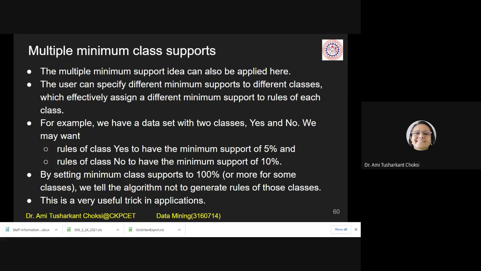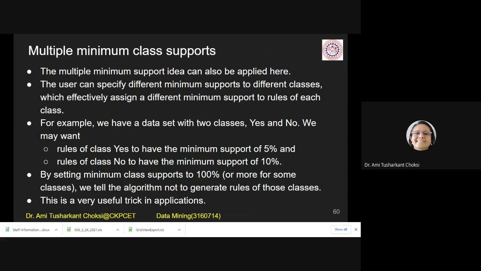Now, a new concept of multiple minimum class support. Now, what is this? Till now, in the problem statement, it was given that minimum support is this one and minimum confidence is this one. This is what we have learned till now. So now what do we want to learn? This is minimum class support, but multiple minimum class support. What is that? Let us check it out.